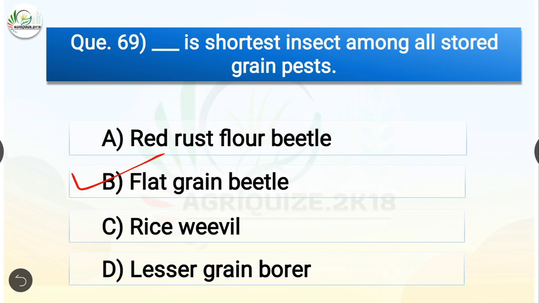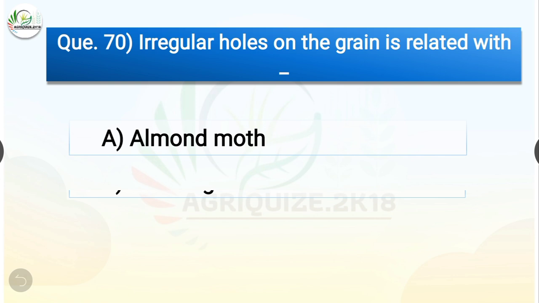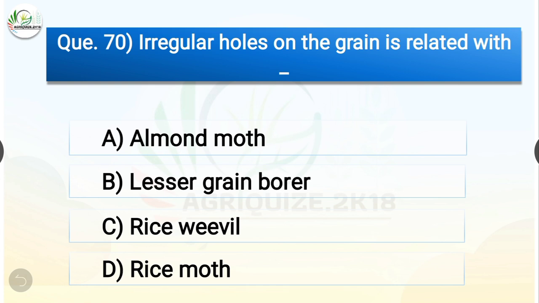Question number 70. Irregular holes on the grain is related with dash. The options are almond moth, lesser grain borer, rice weevil or rice moth. The correct answer is option B, lesser grain borer. So irregular holes on the grain is related with lesser grain borer.